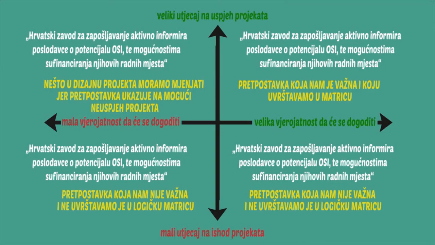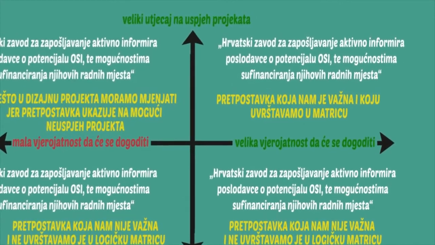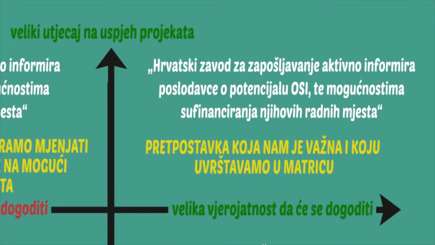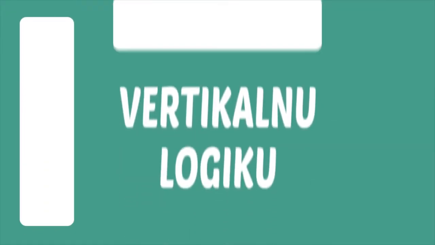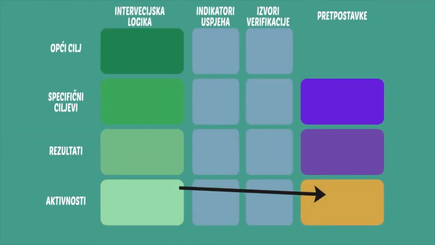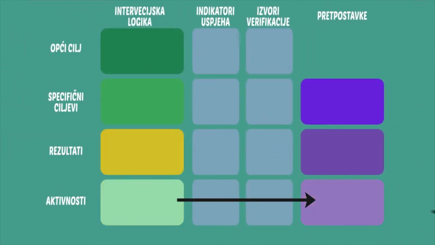From the above example, it can be seen that we only add in the log frame the assumptions that are reasonable and will have a great impact over the project's success. The column of assumptions is filled and read using vertical logic. Our activities with a certain precondition will bring about the achievement of expected results.